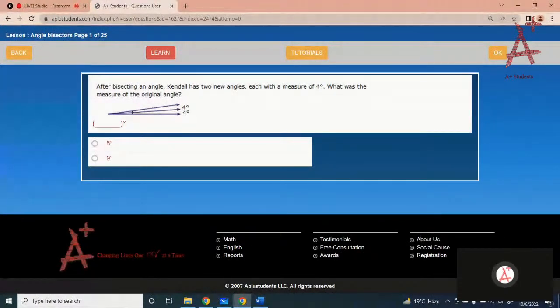Okay, after bisecting an angle, Candle has two new angles, each with a measure of 4 degrees. What was the measure of the original angle? You can write the answers in the chat box so that you can communicate with me, and the communication is highly appreciated. So please write the answers in the live chat. Got it? Yes, very good. It would be 8, because the bisector divides the angle into two equal parts. So the equal parts are 4. You have to add them, or you can multiply them by 2. 4 times 2 is 8. Very good.